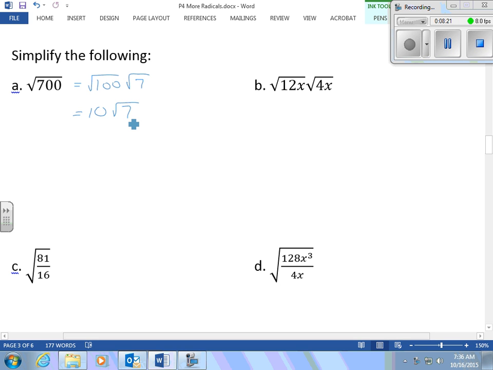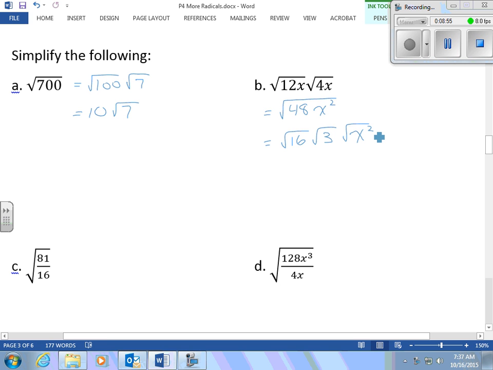We've done questions like B before, but without the x's. The first thing we did was actually multiply and combine these and then look for perfect squares. So when I multiply 12x by 4x, I actually will then get 48x squared. And now I look for perfect squares that go into 48 and into x squared. So 48 is 16 times 3, so that's root 16 times root 3 times root x squared.